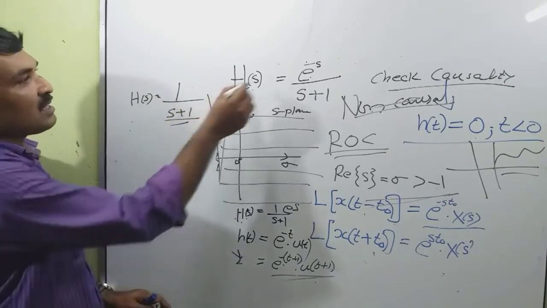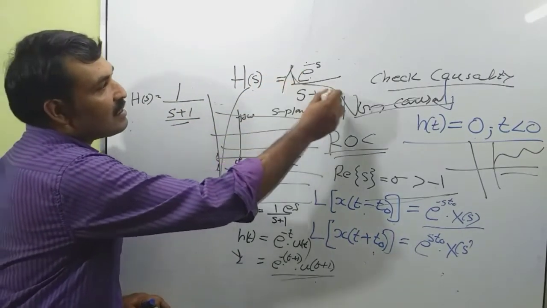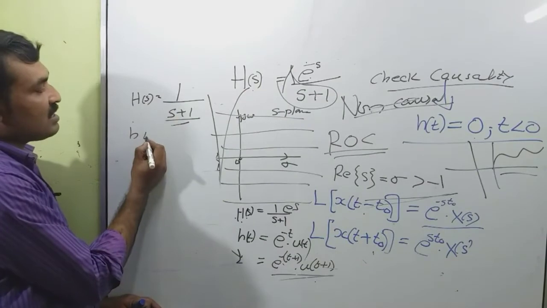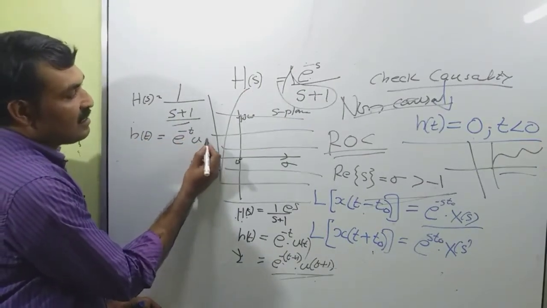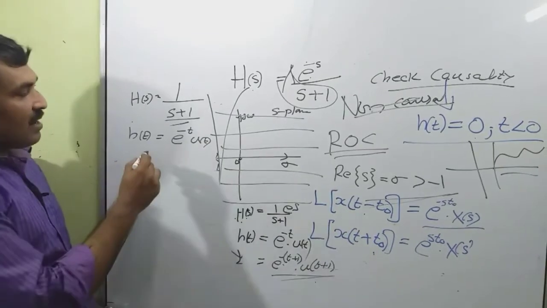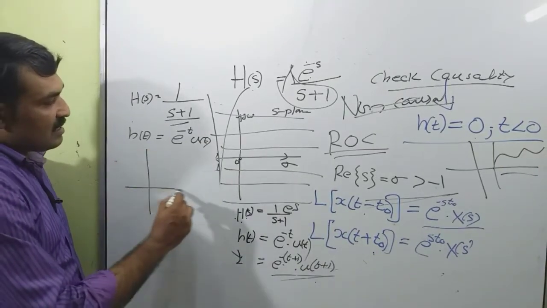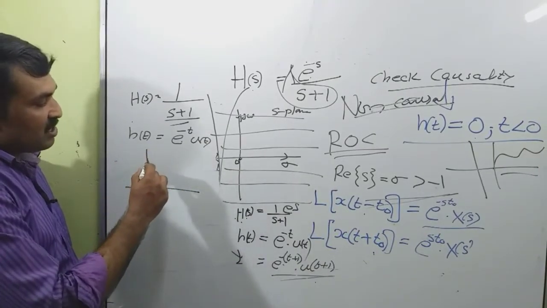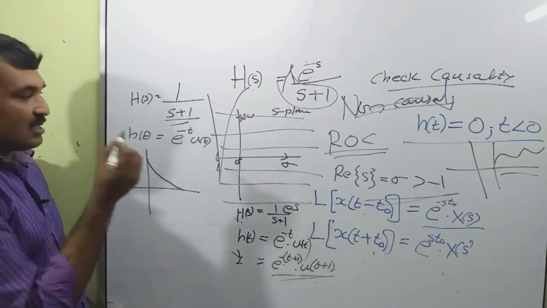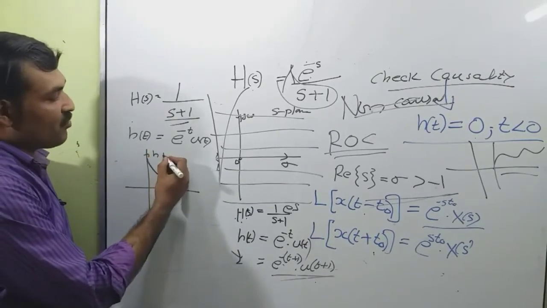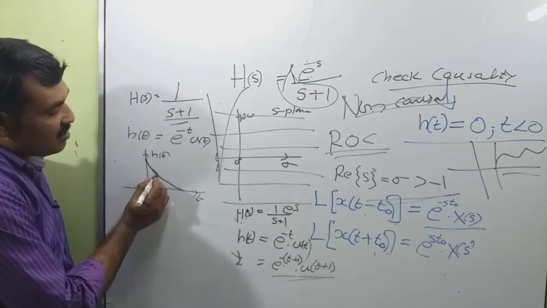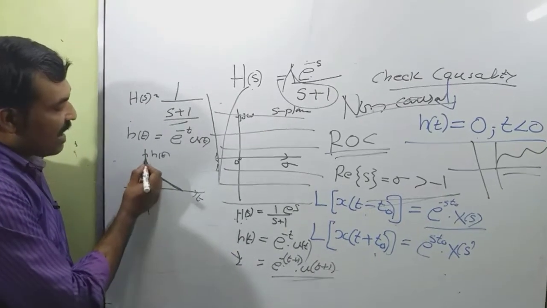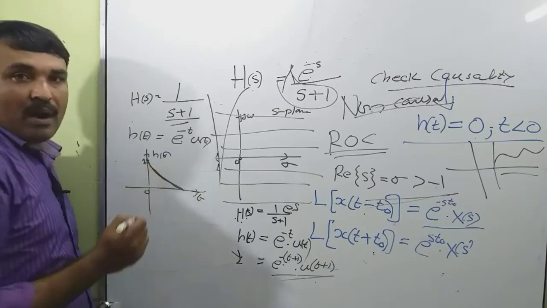Now let this be our H of s. For this I am taking only this term. So the inverse of this is h of t equal to e raised to minus t u of t. I can draw this as e raised to minus t, exponentially decaying to 0. This is the function h of t. As t increases, this goes exponentially to 0. At t equal to 0, the value is equal to 1.